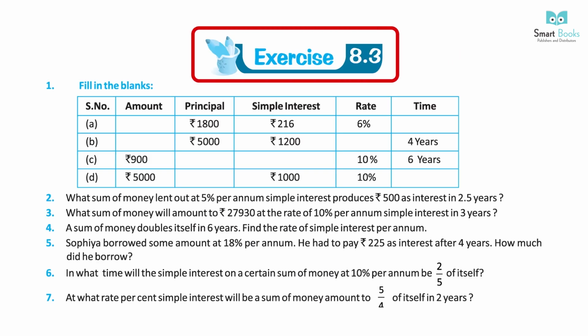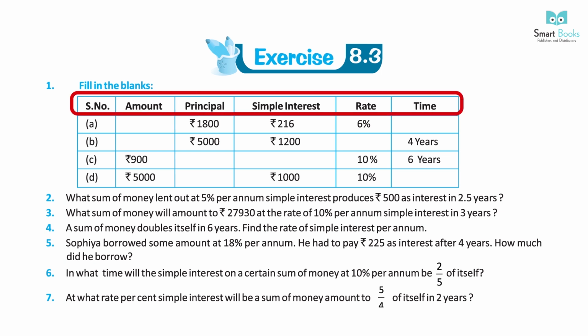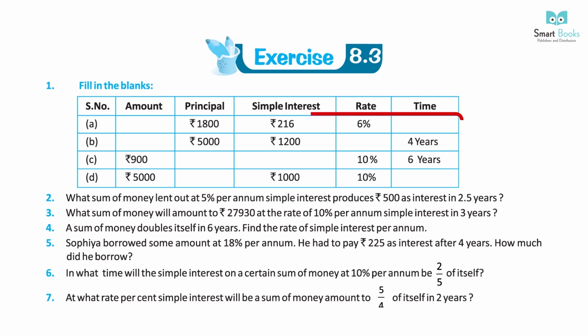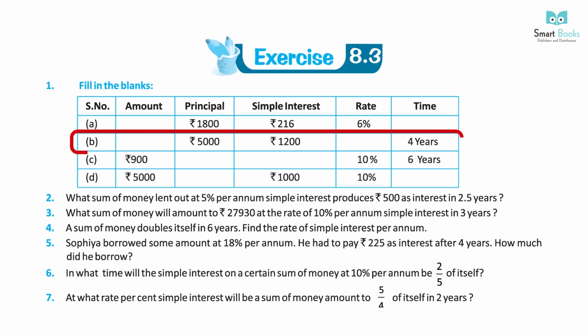Exercise 8.3. Question 1. Fill in the blanks. Serial number, amount, principal, simple interest, rate, time. A. Amount rupees 2016, principal rupees 1800, simple interest rupees 216, rate 6%, time 2 years. B. Amount rupees 6200, principal rupees 5000, simple interest rupees 1200, rate 6%, time 4 years.